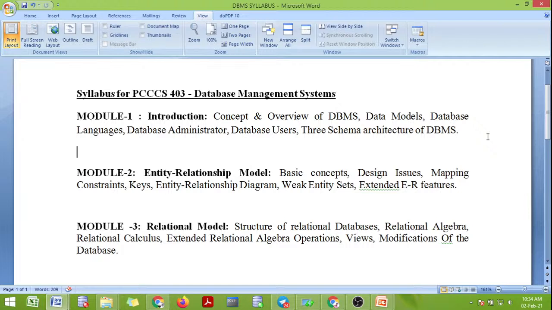After completion of module 1, which needs maximum 5 to 6 lectures for the introductory part, we are focusing on the next module, that is the entity relationship model. Entity relationship model is the most important part of the database.